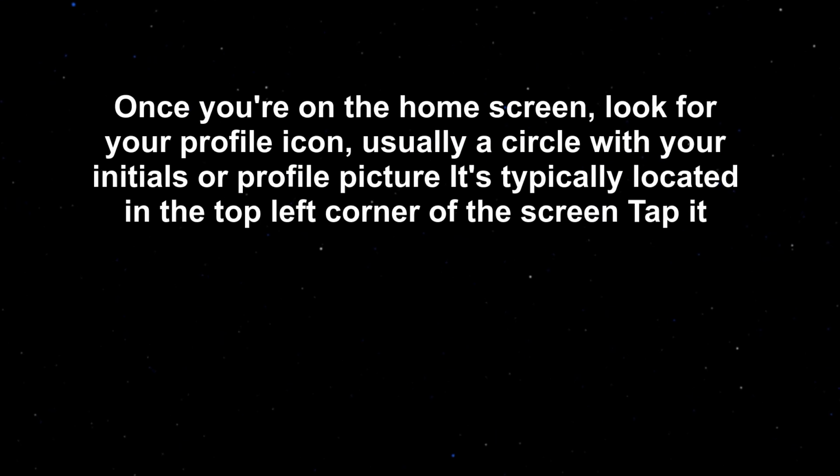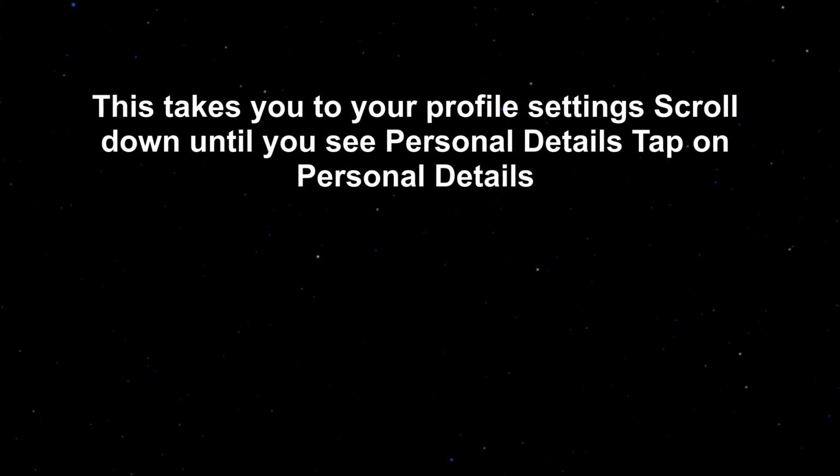Once you're on the home screen, look for your profile icon, usually a circle with your initials or profile picture. It's typically located in the top left corner of the screen. Tap it. This takes you to your profile settings.